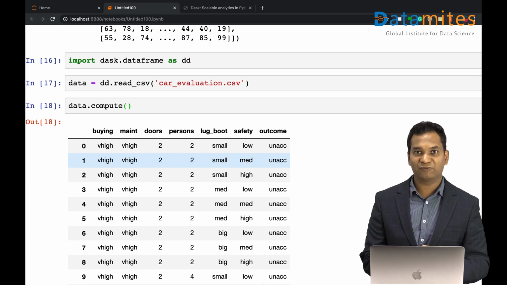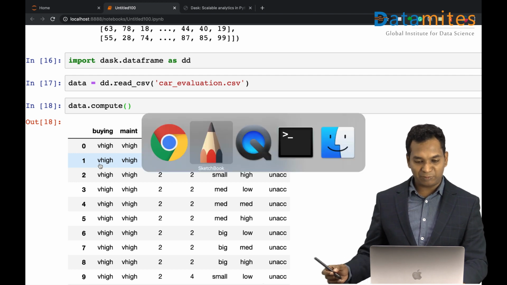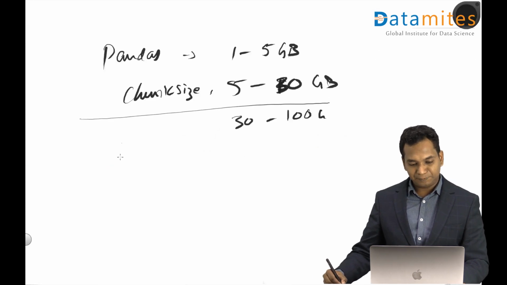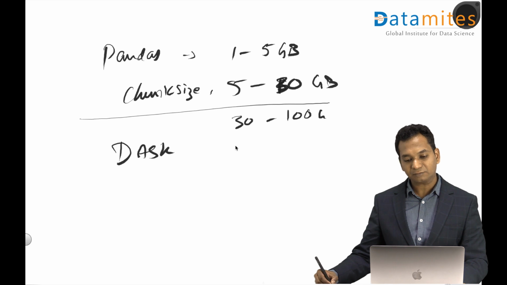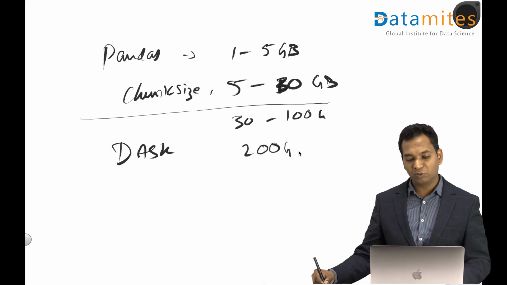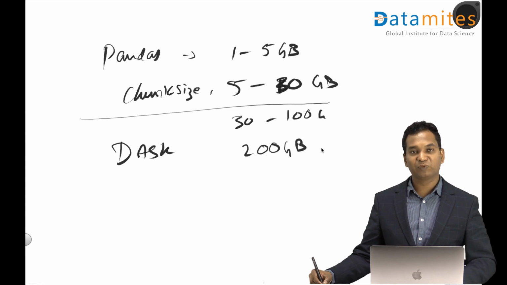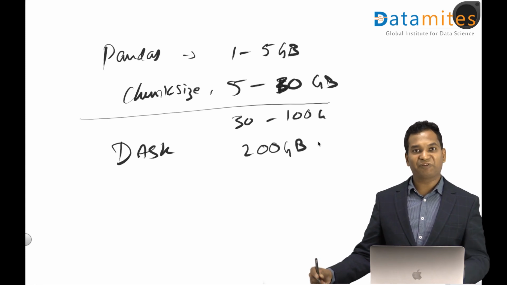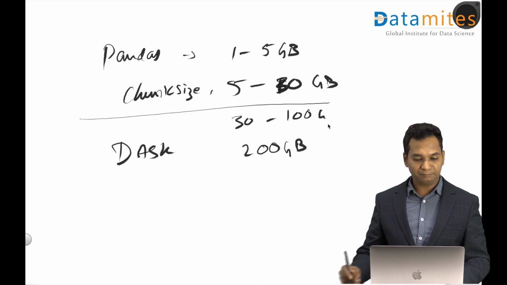Fantastic, isn't it? We can also do a very similar thing with sklearn, and there is a package called dask-ml for that. So coming back to our limitation, Dask comes next level, where you can probably do up to 200 or even more gigabytes of data, because Dask effectively implements parallelism.